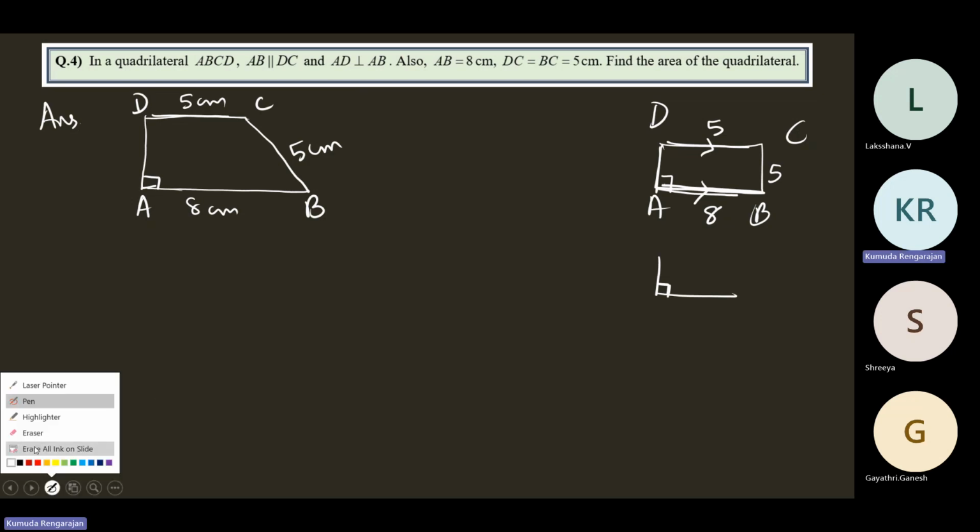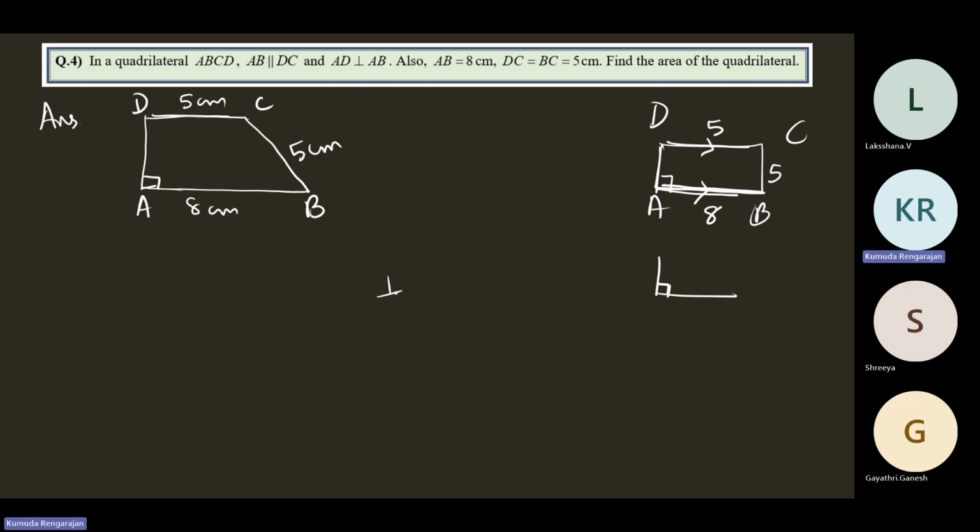So now how to answer the question. Find the area of the quadrilateral. For quadrilateral area, we have a formula: half d into h1 plus h2. Well, for that, one of the diagonals should be given. No, we don't have the information to use this formula.